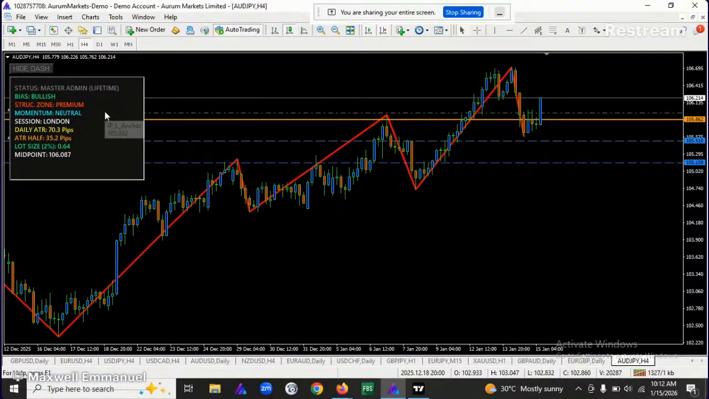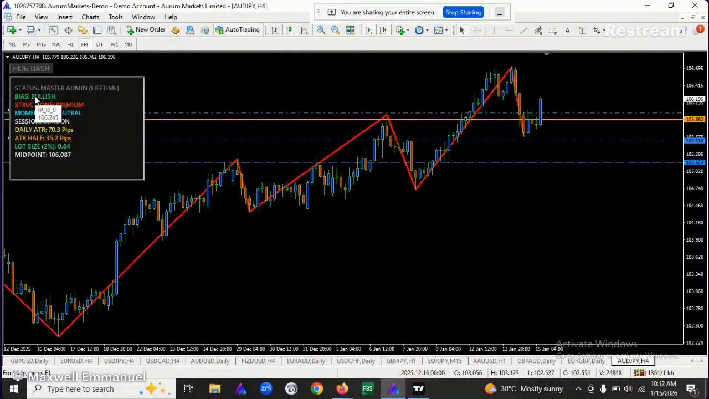For those of you who have this software, immediately the daily bias changes to bearish, you start selling Australian dollar JPY. I hope that is clear. It is bullish at the moment, but once the daily bias changes to bearish, you start selling.